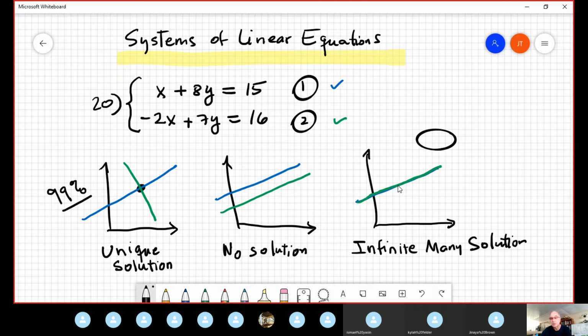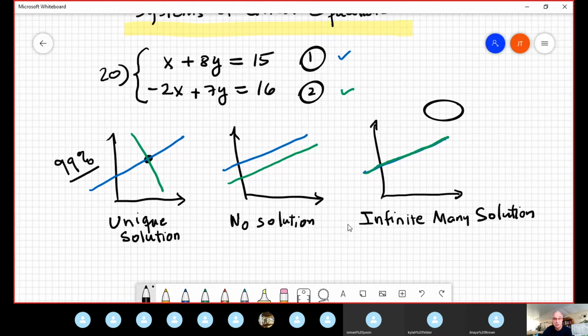How do you know that? Algebraically, let's see now. I bring a lot of examples to illustrate this idea very well. But you need to be aware that there are three possibilities: unique solution is the most popular, no solution, and infinitely many solutions.